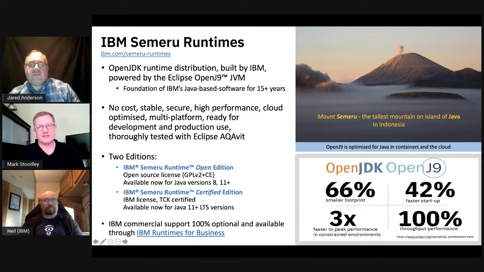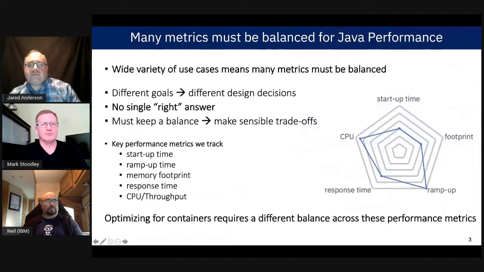The bottom right part of this diagram is a quick summary of some of the performance results that you can get with OpenJ9, and one of the reasons why we say it's very well optimized for Java in the cloud. So much smaller footprint, much faster startup, faster time to peak performance, especially in resource-constrained environments, which is common when you're running with containers, and all at very little impact to overall throughput performance. Let's talk about this a little bit more.